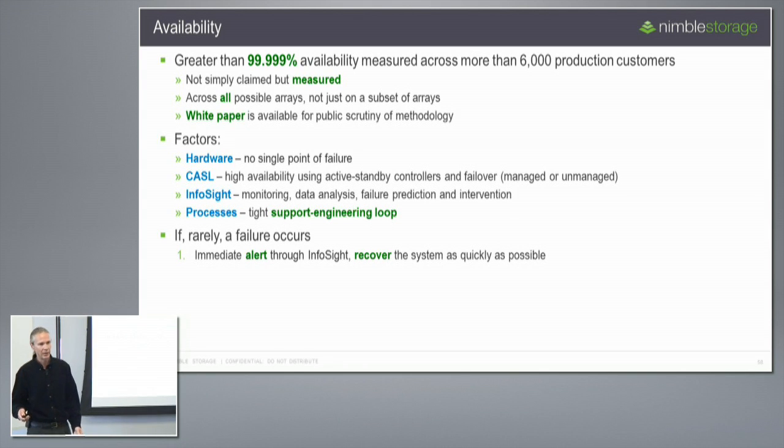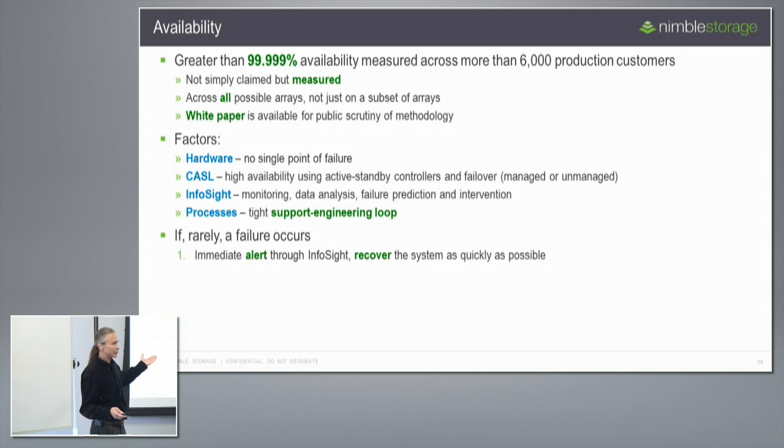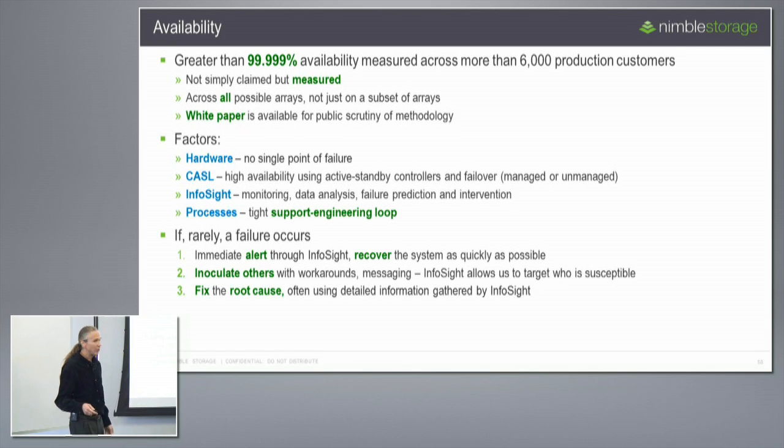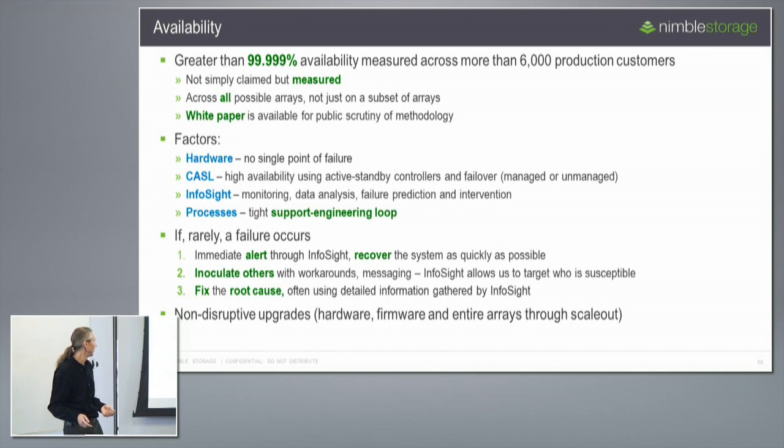Now, occasionally, if a failure occurs, what do we do? We get an immediate alert through InfoSight, and we recover the system as quickly as possible. We also inoculate others when we find out how it could be done, with workarounds and with messaging. So we'll talk about blacklists, and we can have other techniques too. InfoSight allows us to target who is susceptible to this issue. And we fix the root cause. And often for fixing the root cause, as it was described, we use InfoSight to do the investigation.